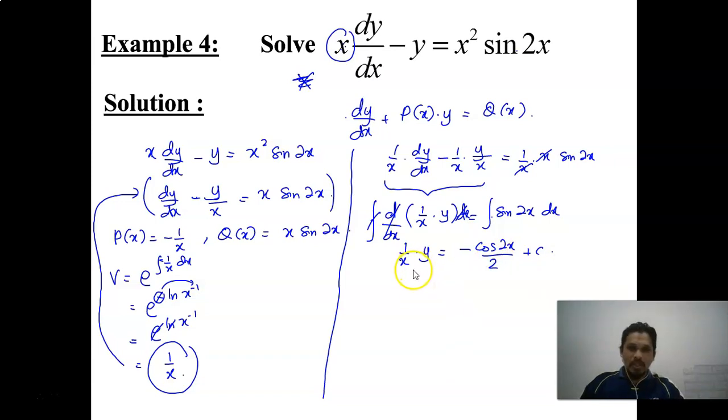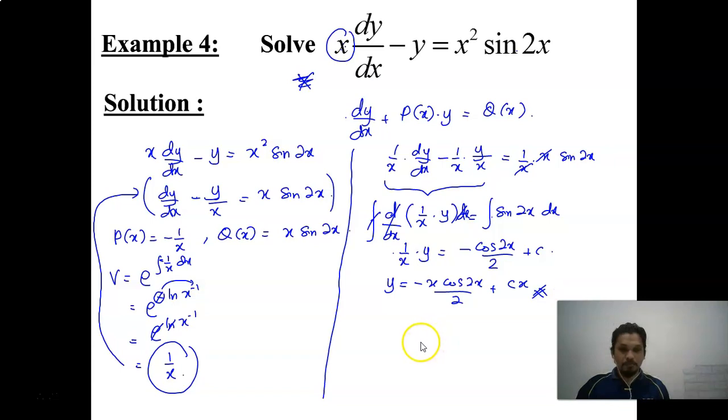Okay, so we want it in the form of y equal to f(x). So right now, multiply with x here, multiply with x and x. So then y equal to negative x cos 2x divided by 2 plus cx. There you go. Okay, so according to the question in my notes here, we call it factorize: take the x outside and let the rest in the bracket stay the same.